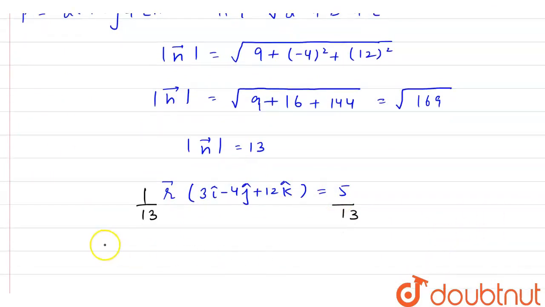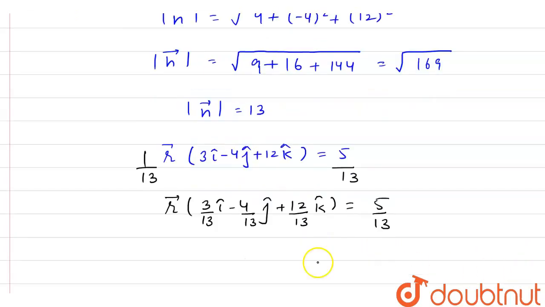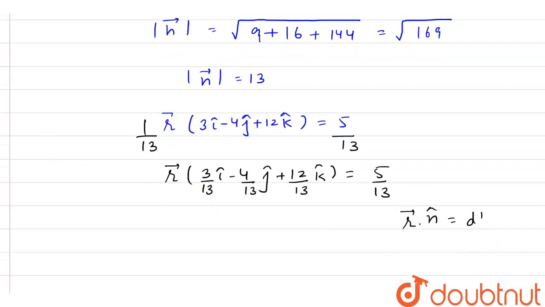So r vector dot (3 by 13 i cap minus 4 by 13 j cap plus 12 by 13 k cap) equals 5 by 13, and hence we can see that this is of the form r vector dot n cap equals d dash. So we can say that this is the normal form of the given plane.